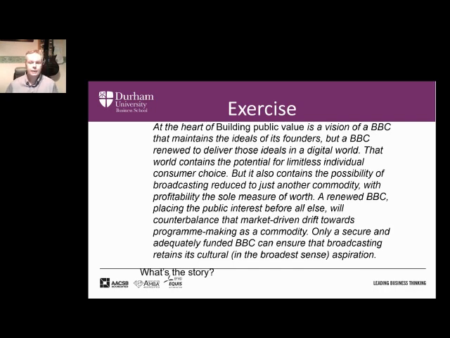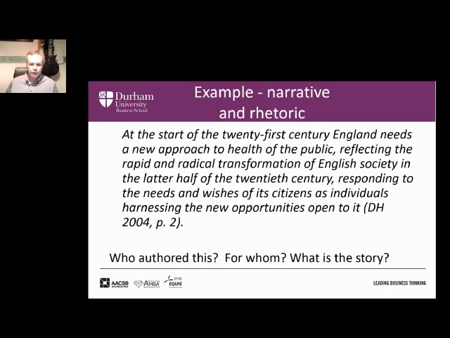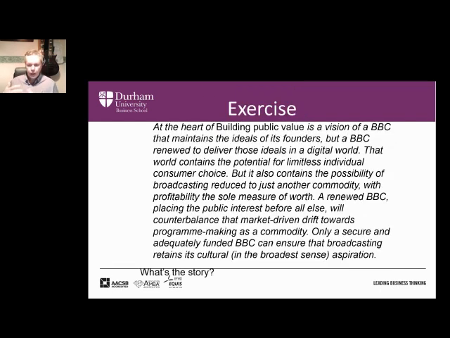Now what's interesting about this is it's also talking about a change in society, so limitless individual consumer choice, a digital world, market-driven drift. So it's many of the same themes as the Choosing Health paper, rapid and radical transformation, needs and wishes of citizens as individuals. So it's saying the same sort of thing in terms of change in society. But what's really interesting is it makes the exact opposite argument that the white paper on Choosing Health does. So it says a renewed BBC will counterbalance that drift towards programme making as a commodity.